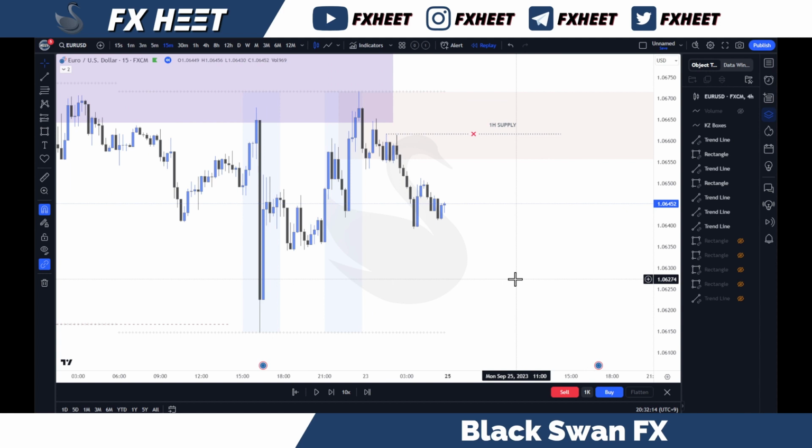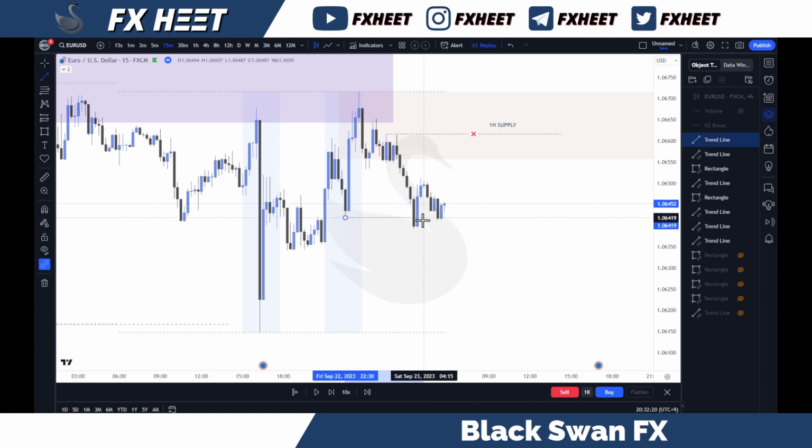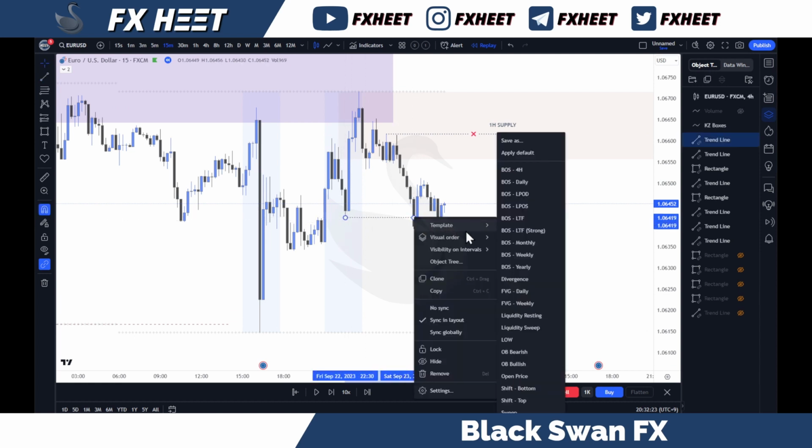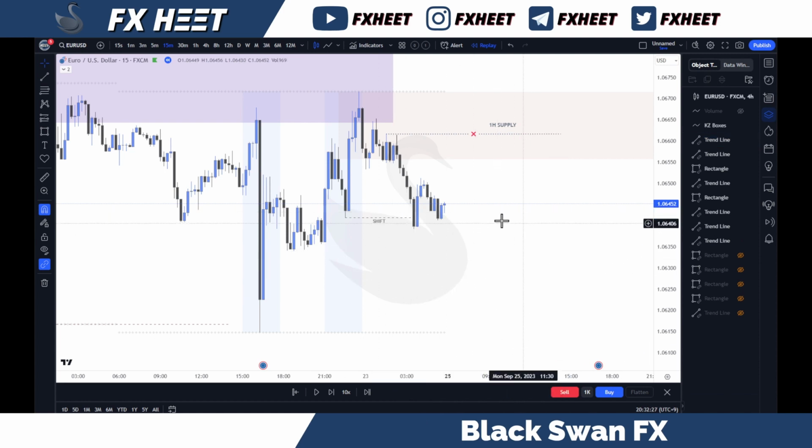And what we really want to see is we've already done a shift. So this is the last low on the 15-minute time frame. We've already broke below that. So what do we expect now? We expect some sort of a pullback.